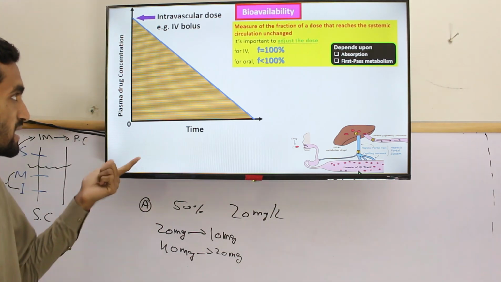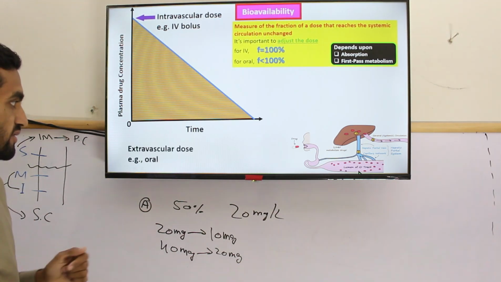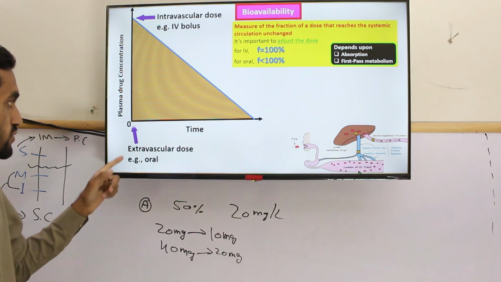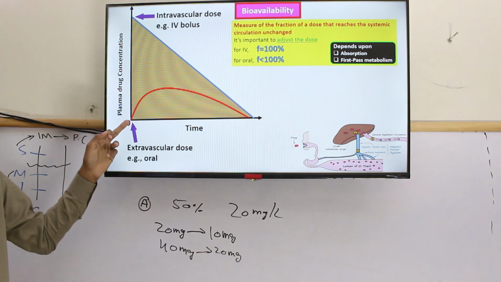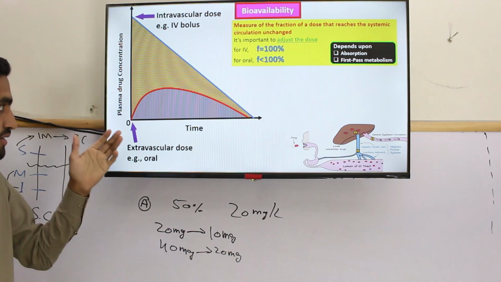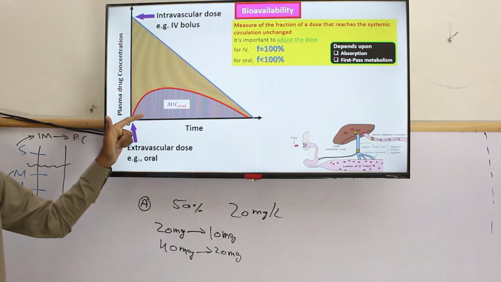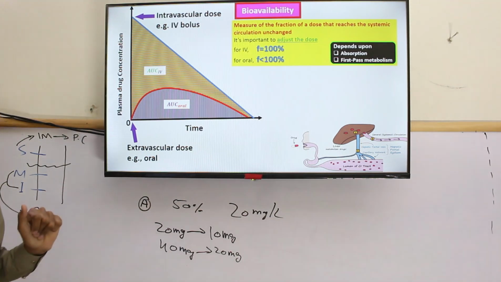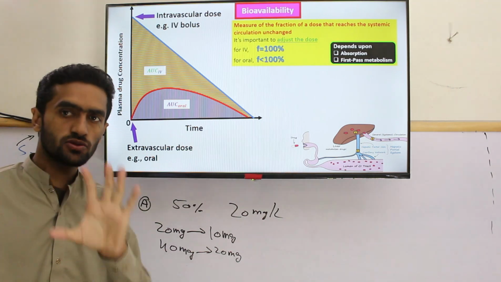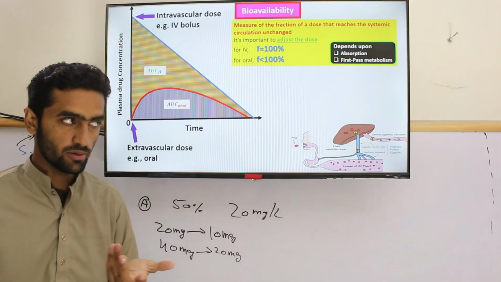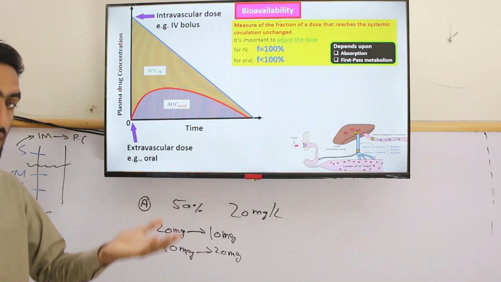If you compare with the extravascular, for example, you give a drug dose orally, it starts from here, like this. So this is the area under the curve for the oral route, and this is the area under the curve for the intravenous. Intravenous is actually used as a standard. Why? Because you know they have 100% bioavailability. So for this, how can we calculate the bioavailability?